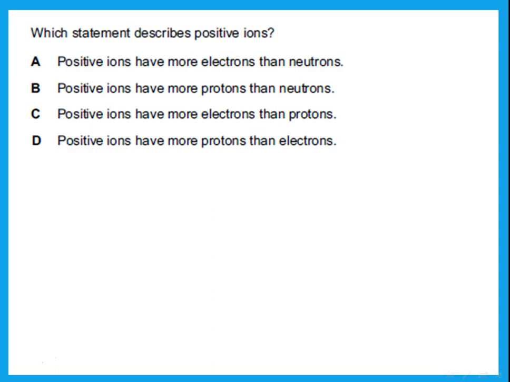No. Positive ions have more protons than neutrons? That's not it. Remember that whether something is positive or negative has to do with the numbers of what? The numbers of electrons and protons. So if something is positive, that means it has more electrons or more protons? If it's positive, then it has more protons than electrons.